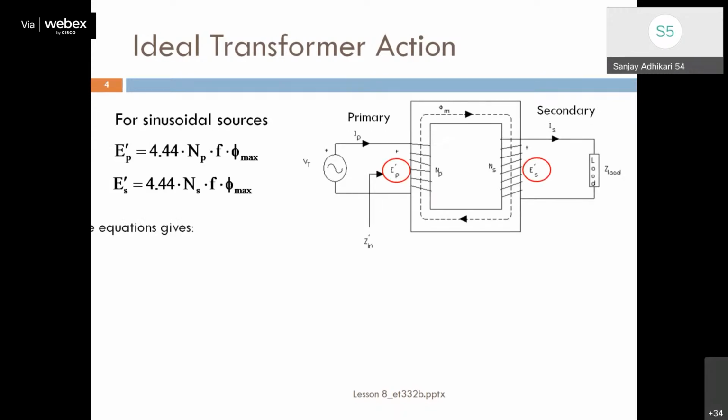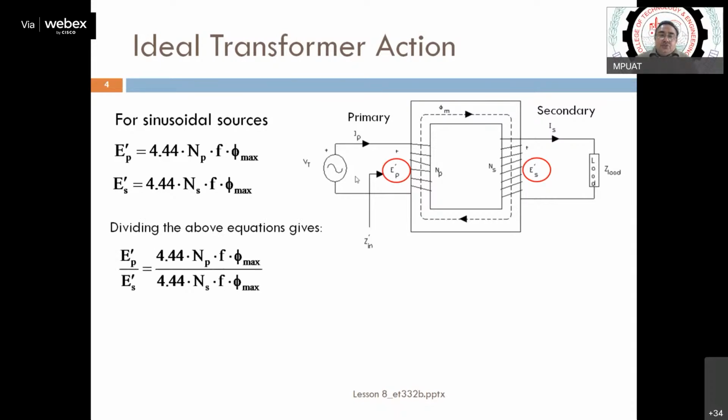Okay, so you can see, for sinusoidal sources, by putting the value in the formula given by Faraday's second law and Lenz's law, we find that the primary induced EMF comes out to be 4.44 NP f phi max. Okay, it is very simple. You need not worry about it. Just place the values and you will get this value, 4.44 NP f phi maximum.